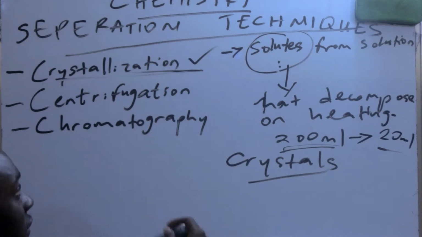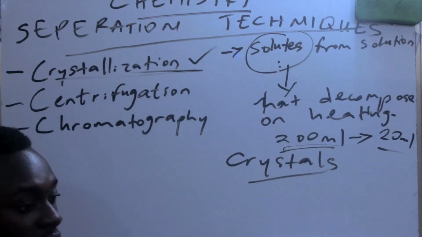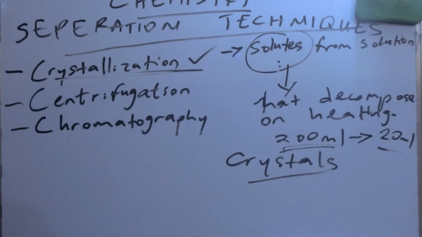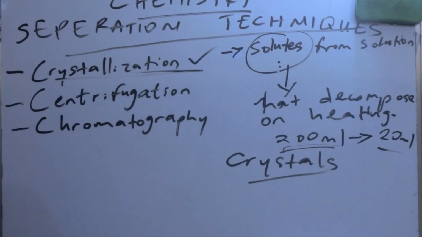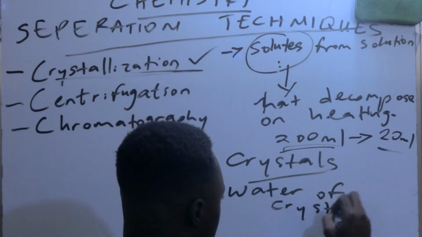Now, the difference between this and evaporation to dryness is that you do not use as much heat during crystallization, and you do not completely allow the solution to dry up such that you have the solute alone, because the salts separated using crystallization are salts that decompose when heated at very high temperatures. Another thing to note is that at the end of crystallization, the salt will still contain some amount of water in it, which is referred to as water of crystallization.